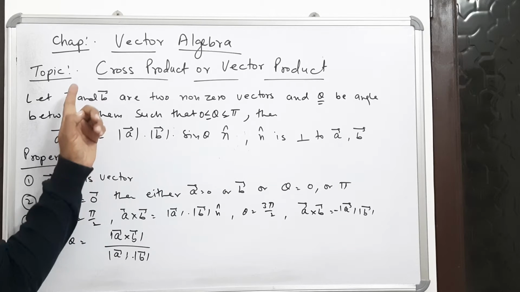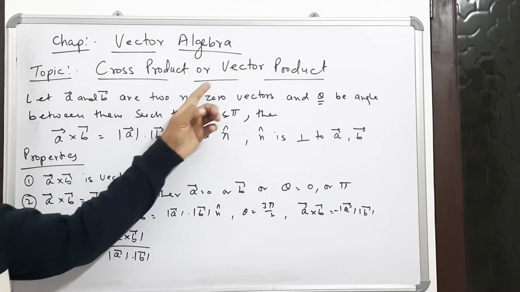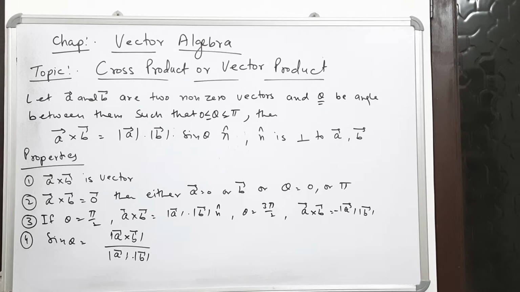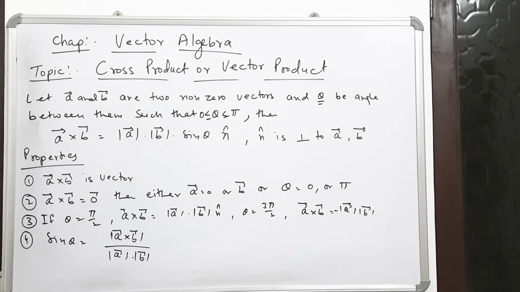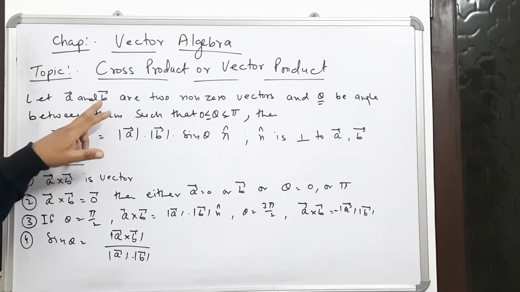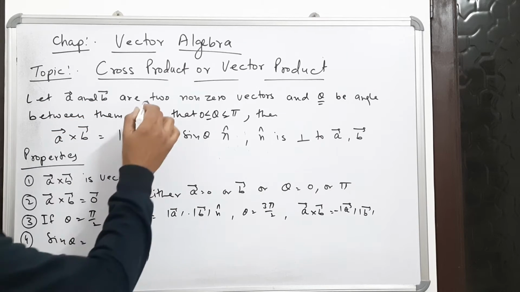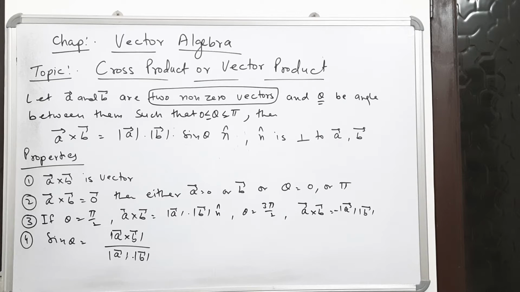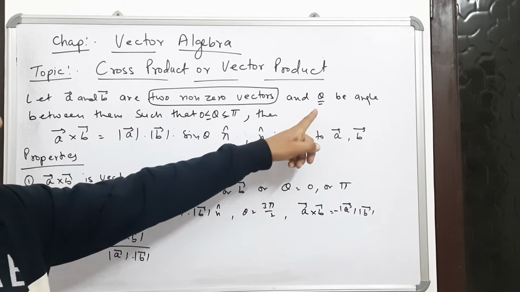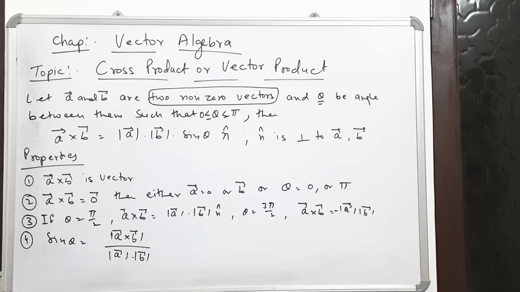I am explaining to you the cross product or vector product of two vectors. This is an important topic in vector algebra and is also part of physics. Let A and B be two non-zero vectors. The very important part is that A and B are non-zero vectors, and theta is the angle between them.